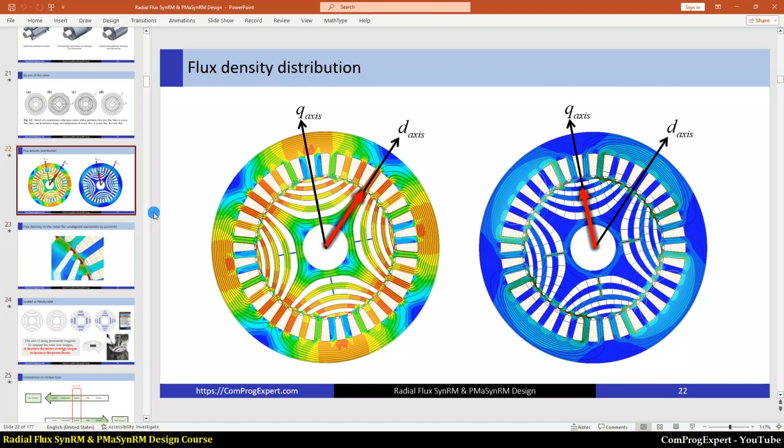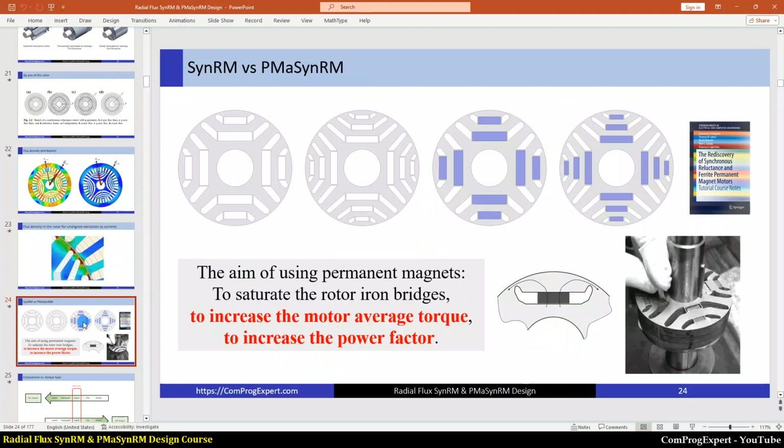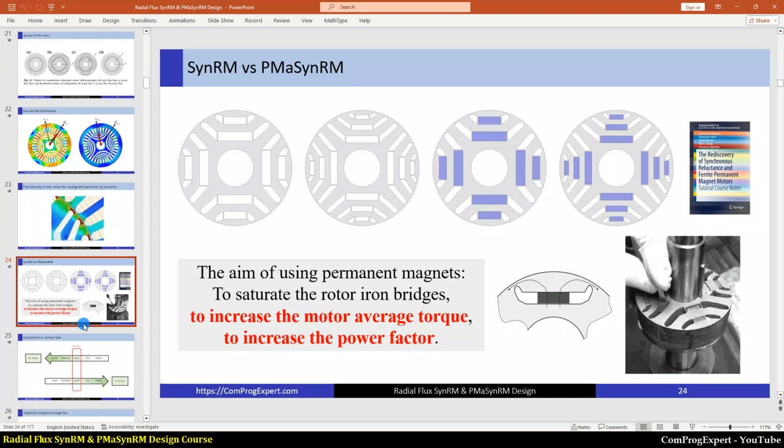This structure is a synchronous reluctance motor, and we don't have any permanent magnets in the rotor core. But the synchronous reluctance motor has two disadvantages. The power factor is low, and in the case of improper design, when we don't have a good saliency ratio, the value of average torque is low.